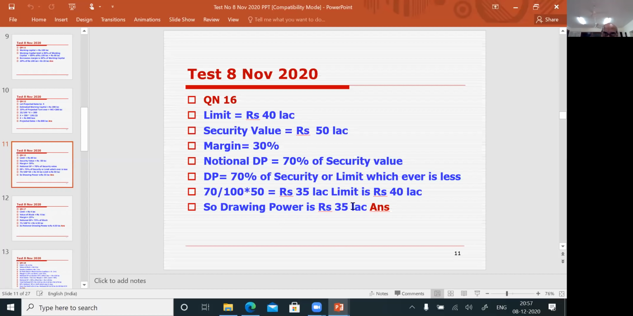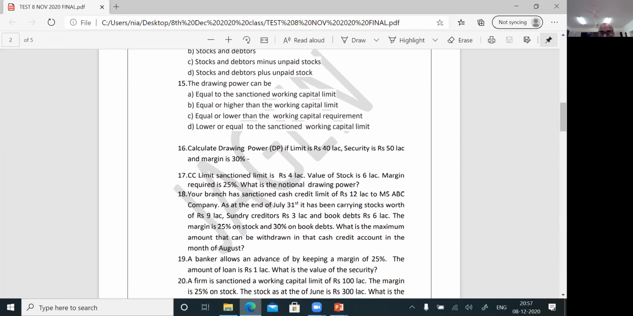Okay, sir? Question number 17. Okay. So CC limit sanctioned is 4 lakhs. Value of stock is 6 lakhs. Margin required is 25%. What is the notional drawing power? Once they ask this question, notional drawing power. If you are aware, if you have handled it, well and good. If you do not know, this is an opportunity for you to learn.